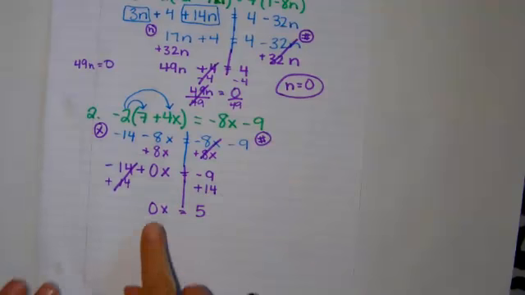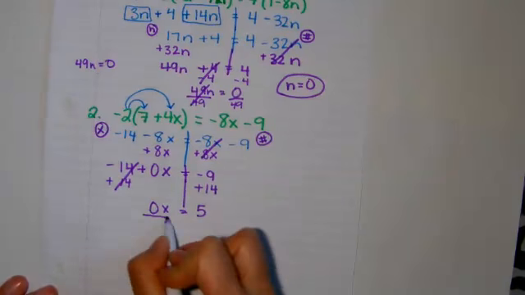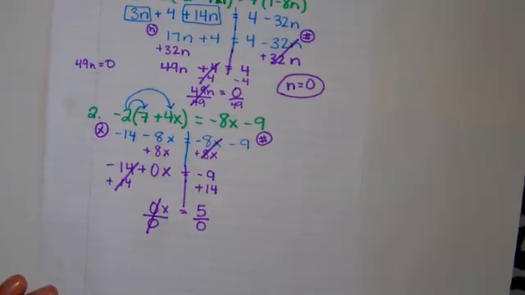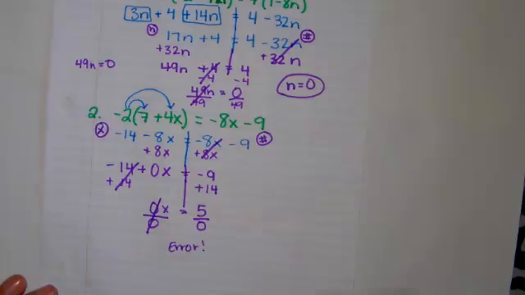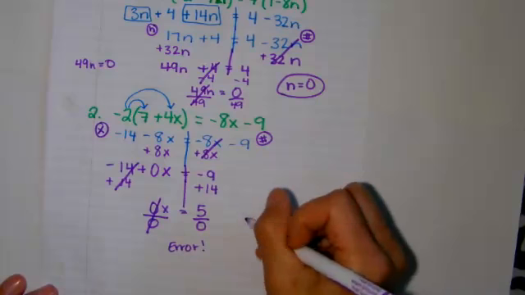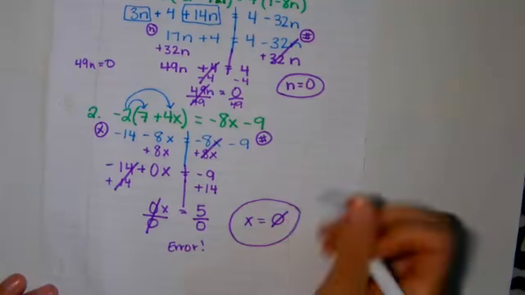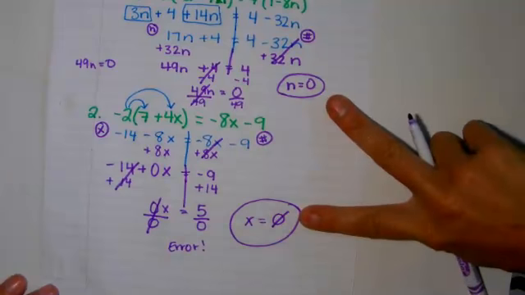0 times what number will give you 5? Nothing. Now try this. Try going all the way through. Divide and divide. Do 5 divided by 0 in your calculator. That says error, doesn't it? So that one, you know that x is no solution. See the difference? Your calculator in the end of these two will help you.